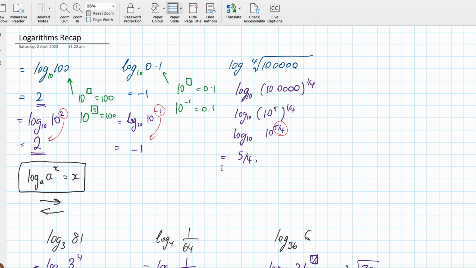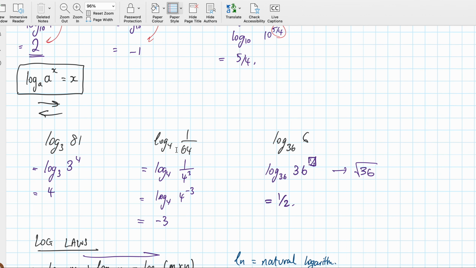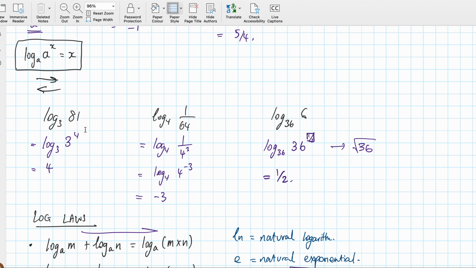Now this is a nice introduction into how logs work and also how to think about them. Let's change the base now and look at some logs of different bases. In this case, we've got log base 3 of 81, log base 4 of 1 on 64, and log base 36 of 6. In this one here, we use exactly the same rule. Log base 3, so match the 3. 3 to the power of something makes 81. 3 to the power of 4 makes 81. Then your 4 comes down here.